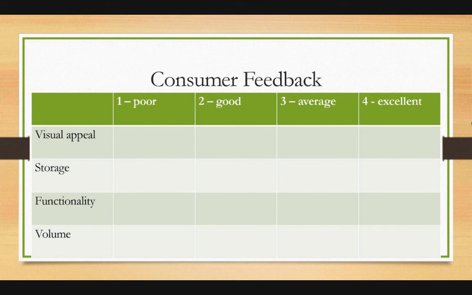So here's an example of the survey that they may use later on in the project after they've spoken to people to find out what characteristics are important. So for example, visual appeal, storage, functionality, and volume. Those are things that would be important to the consumer. And again, this survey will be used later on in the PBL after the prototype has been designed and produced.